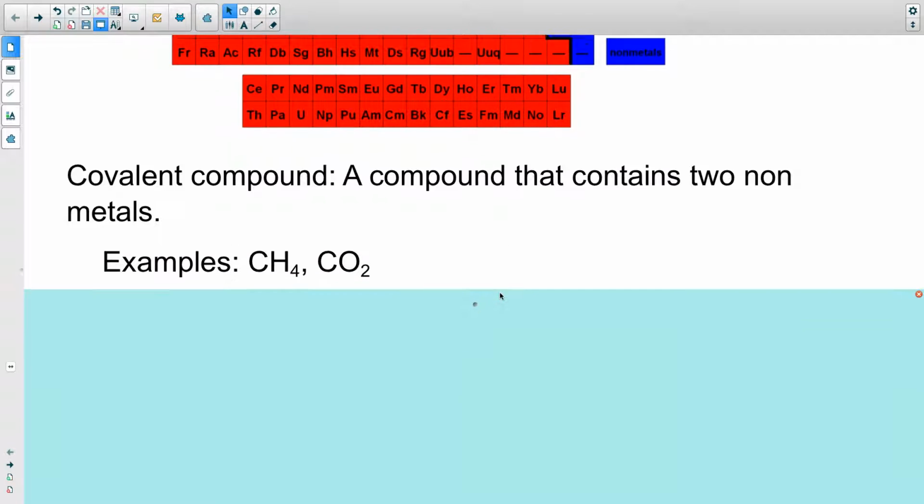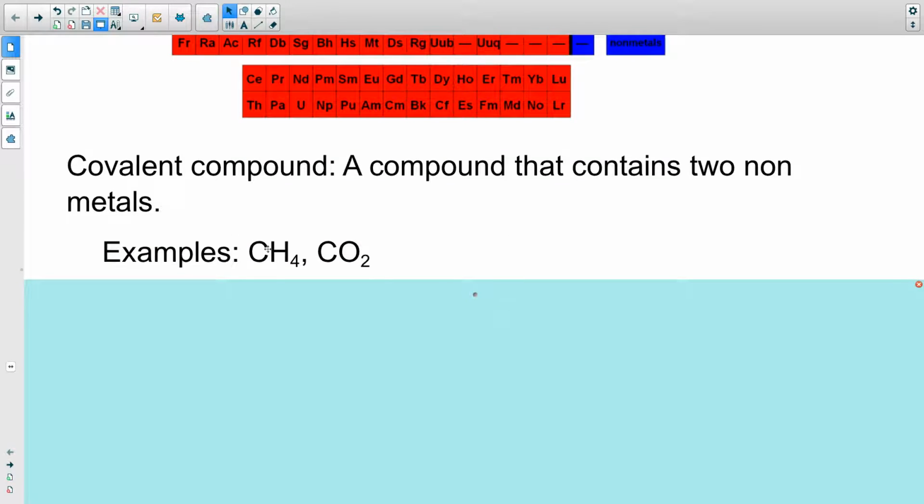Some examples of that, examples that came up earlier, at least with methane, CH4, aka natural gas, and carbon dioxide, another famous covalent compound, which is a compound between carbon and oxygen. And those are covalent compounds because they each have nonmetals bonded together.